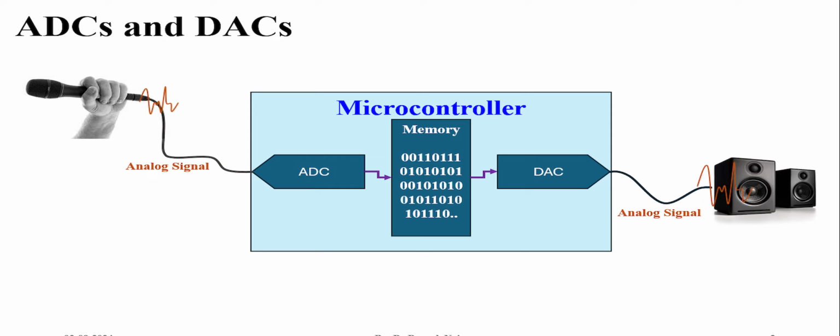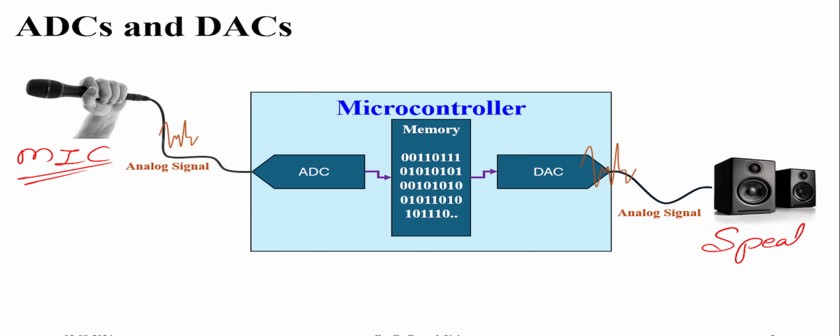For example, here we have considered a mic or microphone as the input signal which is providing the analog signal, and speakers are representing the output signal, or they are generating the output signal.